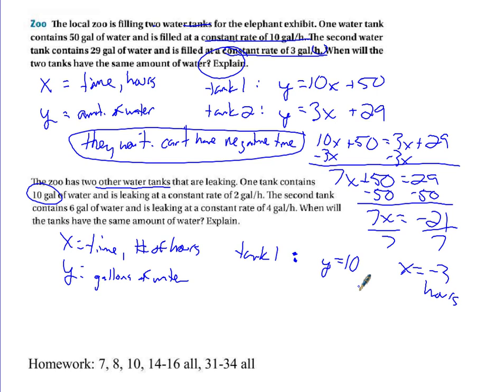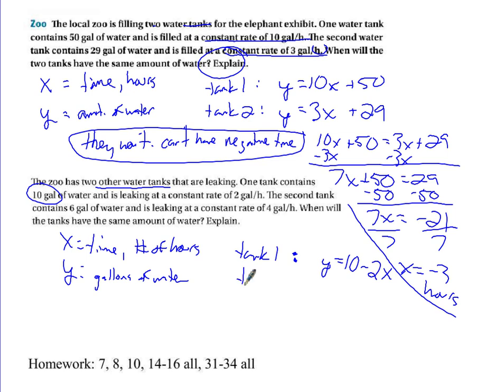And then what happens? Yeah, I'm losing water at a rate of 2 gallons per hour. Losing water means I'm taking water away. Take away is another word for subtract. So I'm going to write 10 minus 2 gallons of water per hour. The word per gives away the variable. So that's your first equation.